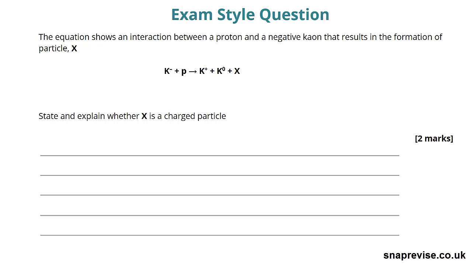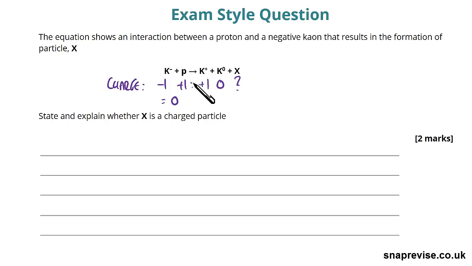Well, we know that charge is always conserved. So what we do is we simply look at the charge in this equation and see what that leaves x to be. So we see that the charge on a negative kaon is -1, charge on a proton is +1, so the total charge on the left-hand side is 0. On the right-hand side, this positive kaon has a charge of +1, this neutral kaon has a charge of 0, and we have to decide what the charge on the particle x is.